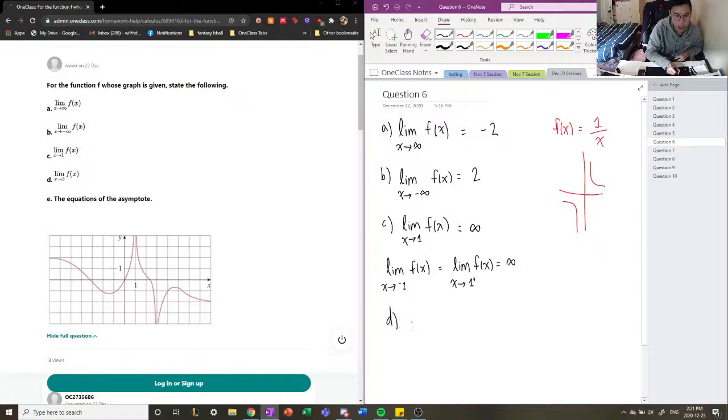Okay, so let's apply this thinking with the final part. The limit as x approaches 3 of f of x. Let's see when x approaches 3 from the left-hand side. We see here that it's tending toward negative infinity, right? It's accelerating, and it's increasing, and it looks like it's tending towards negative infinity.